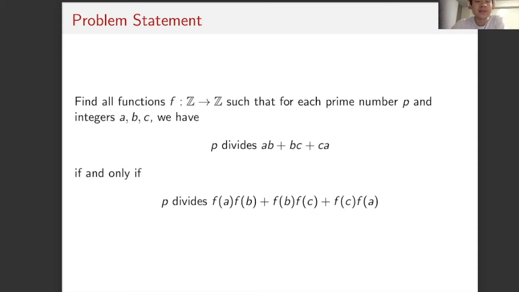What it asks is to find all the functions from integers to integers such that this number AB plus BC plus CA and also f(A)f(B) plus f(B)f(C) plus f(C)f(A) have the same set of prime divisors for all the integers A, B, and C.